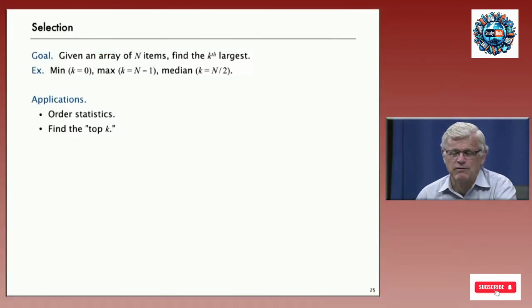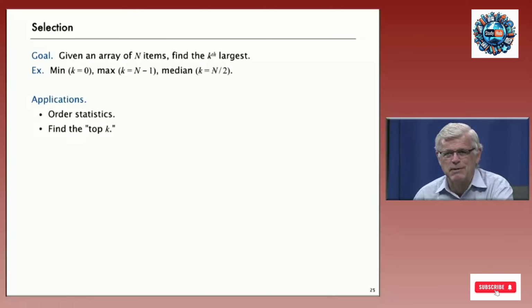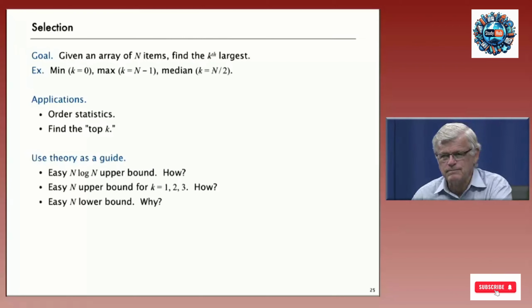So, like if we wanted to find the minimum item, that's k equals 0, or the maximum item, that's k equals n minus 1, or the median, that's k equals n over 2. And there's many kinds of applications when people processing data want to find the top k, or the median, or other order statistics. So that's what selection is all about.